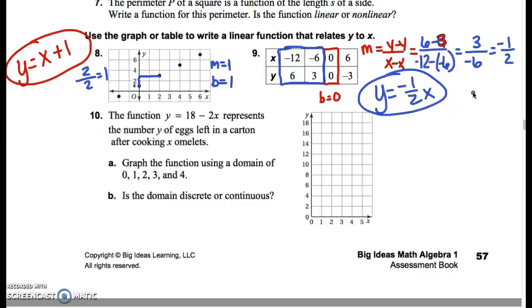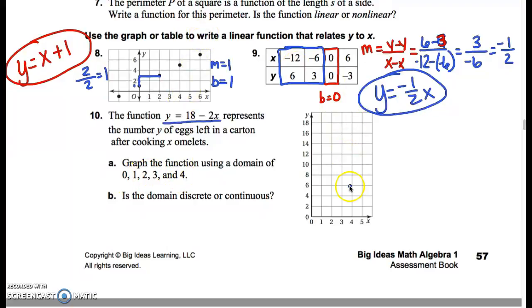All right, number 10. It says the function y equals 18 minus 2x represents the number of eggs, which is y, left in a carton after cooking x omelets. So A says graph the function using a domain of 0, 1, 2, 3, and 4. So that means our x values will be 0, 1, 2, 3, and 4.